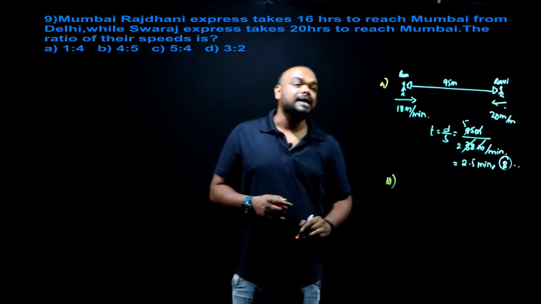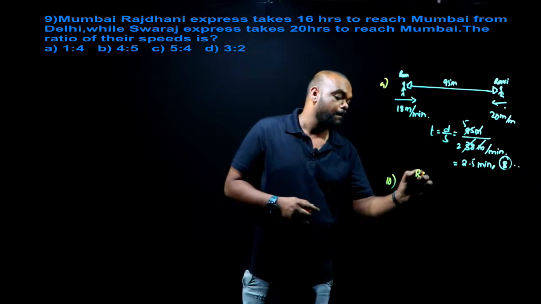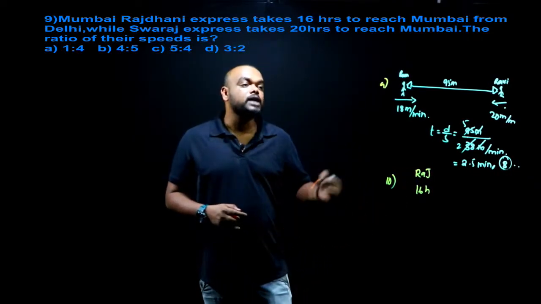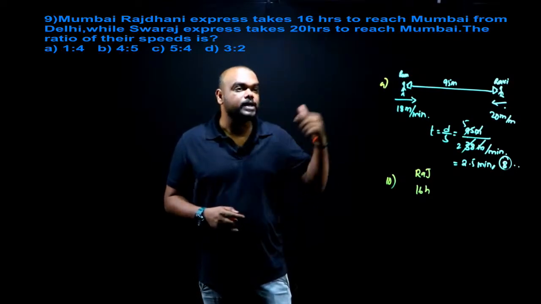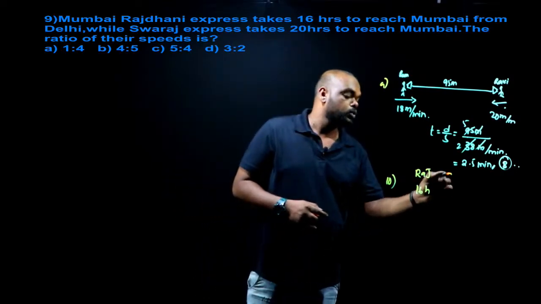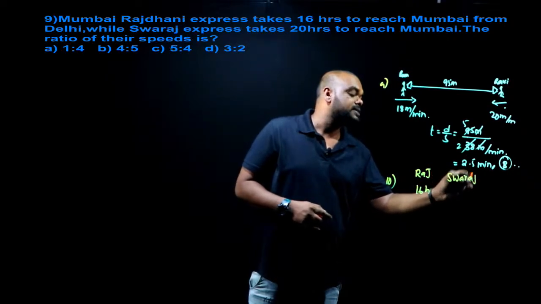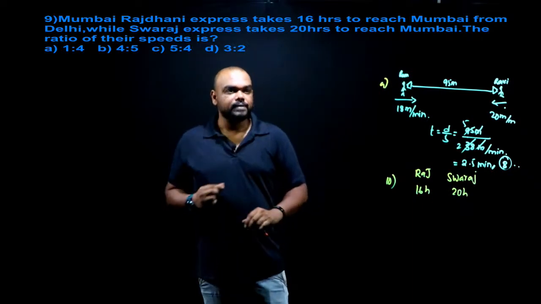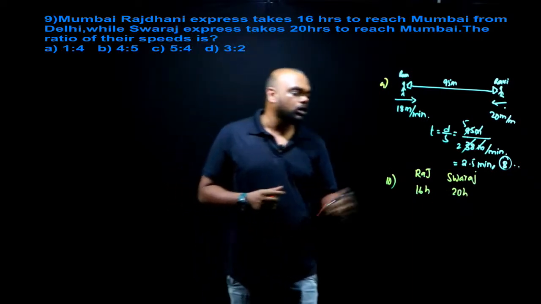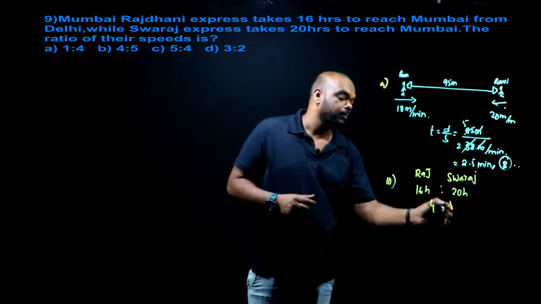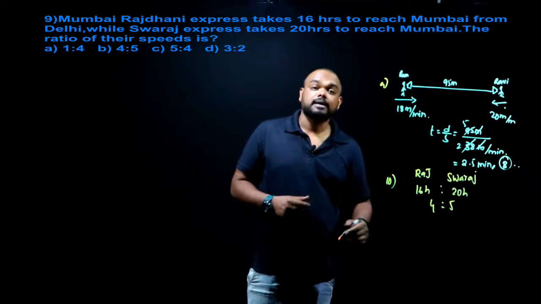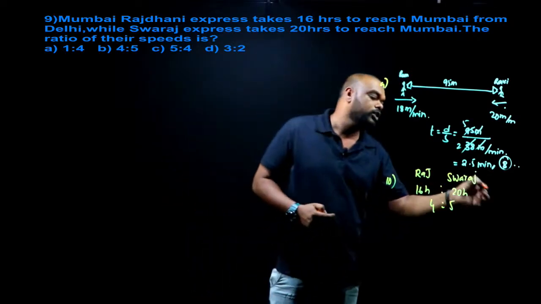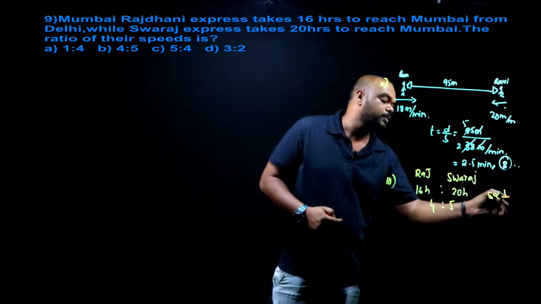He told Rajdhani Express takes 16 hours. Okay. So to reach Mumbai from Delhi, while Swaraj Express takes 20 hours to reach Mumbai. That's it. The ratio of the speeds is, look, this is the time ratio 4:5. 4 into 4, 4 into 5. Time ratio is 4:5. But what do we need? Speed ratio. And clearly I told you just a couple of minutes ago that speed is inversely proportional to time.